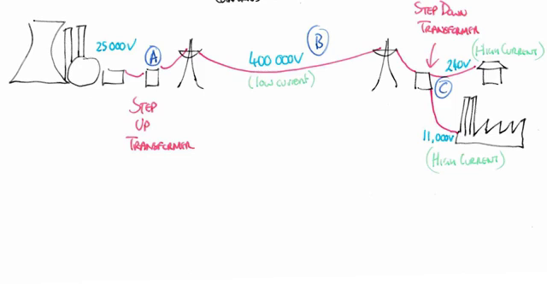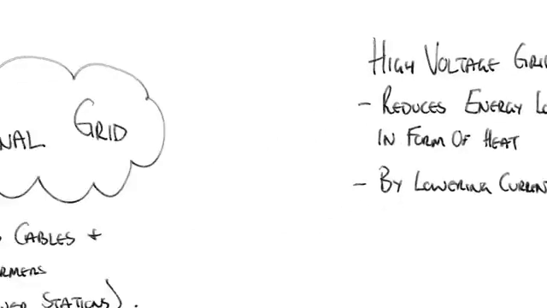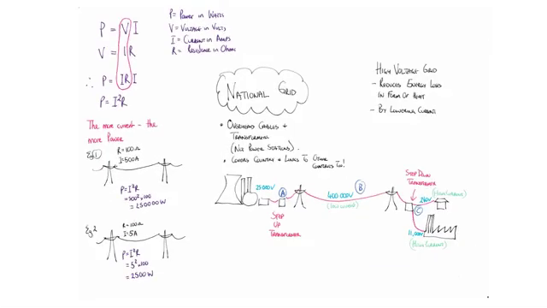So this system means that we do not lose energy in the form of heat. That's really important, you remember that. You lose energy in the form of heat in the wires. By having a high voltage, you don't lose the energy. Right, so a high voltage grid reduces the energy losses in the form of heat, and it does it by lowering the current. And that there is the national grid.